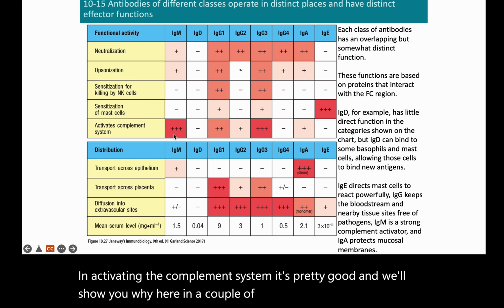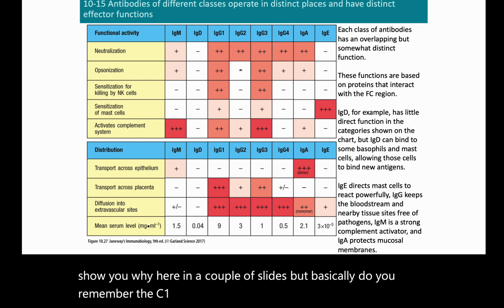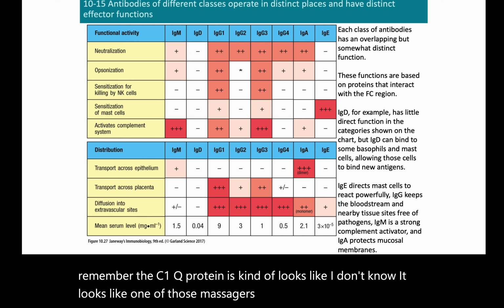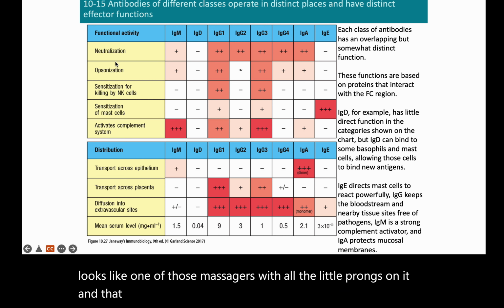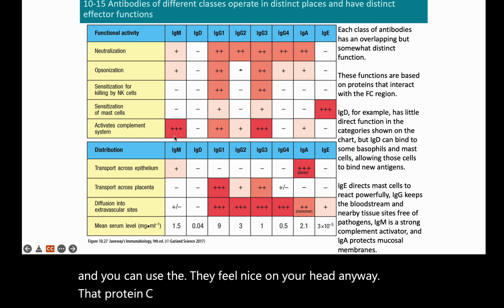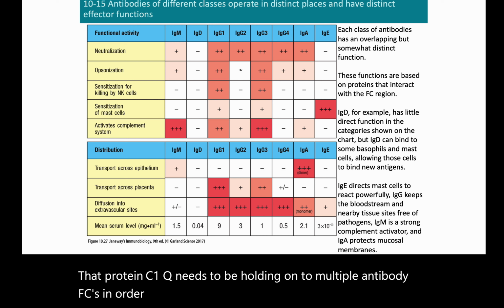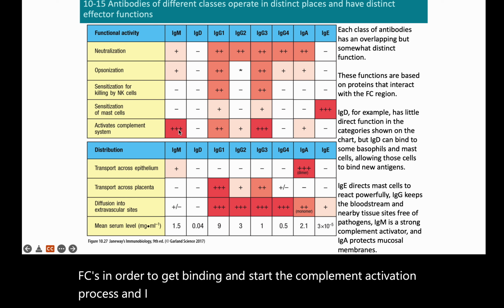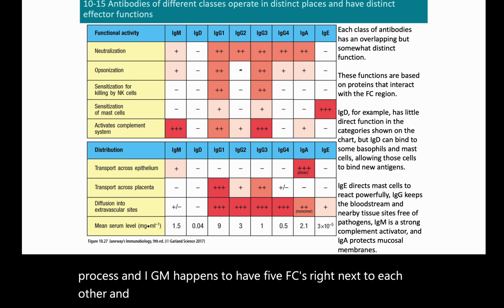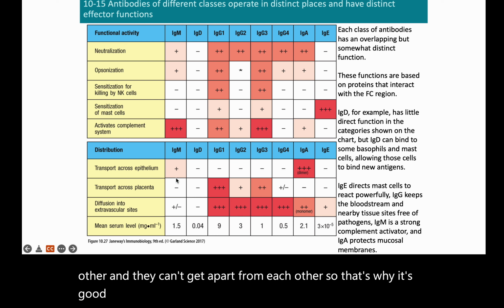But basically, do you remember the C1q protein? It looks like one of those massagers with all the little prongs on it that you can use on your head, they feel nice anyway. That protein, C1q, needs to be holding on to multiple antibody Fcs in order to get binding and start the complement activation process. And IgM happens to have 5 Fcs right next to each other, and they can't get apart from each other. So that's why it's good at that particular thing. And I'll show you pictures in a little bit.